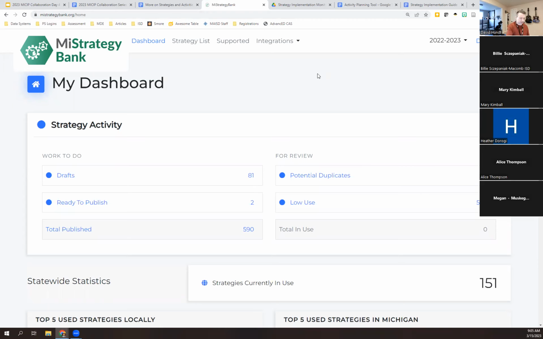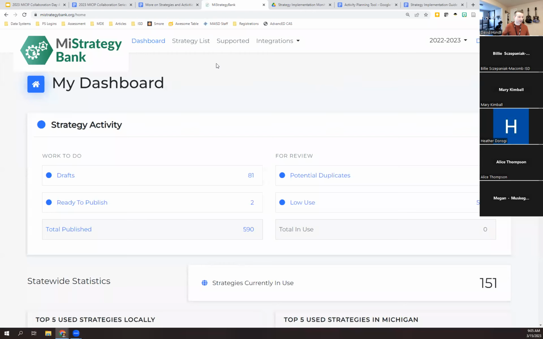And so a lot of times what people will do is they'll go to the strategy section of MICIP, and they're like, well, I just want to kind of add in my own strategy here. You cannot do that in MICIP. You have to add it in the My Strategy Bank. So I'm just going to kind of show you this a little bit, and then I'm going to go over a couple of resources about how you can get this to work.